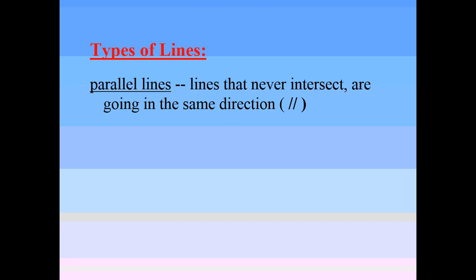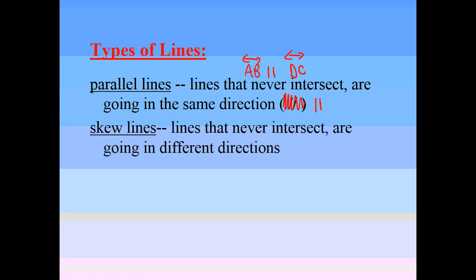So the first one is parallel lines. Parallel lines are lines that never intersect and are going in the same direction. The symbol for parallel lines is actually straight up and down. So the symbol would be two lines next to each other that are straight up and down. So for example, I could say line AB, and if I wanted to say that it was parallel to line DC, then you would put this symbol right in between them. So line AB is parallel to line DC.